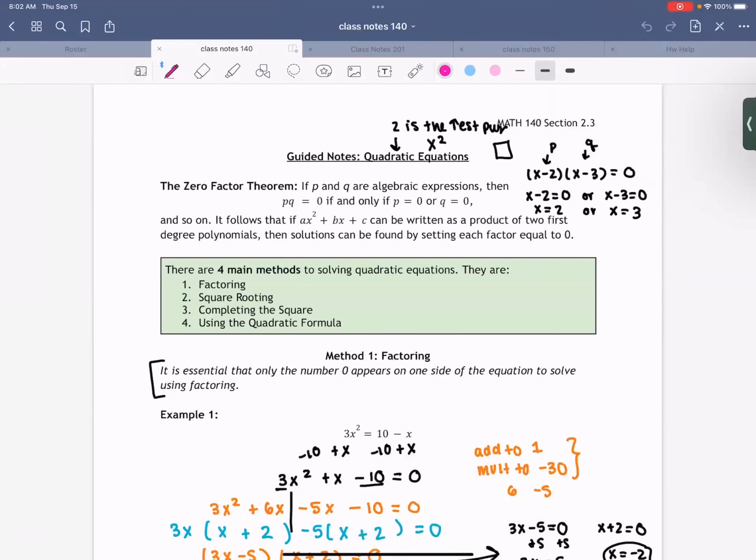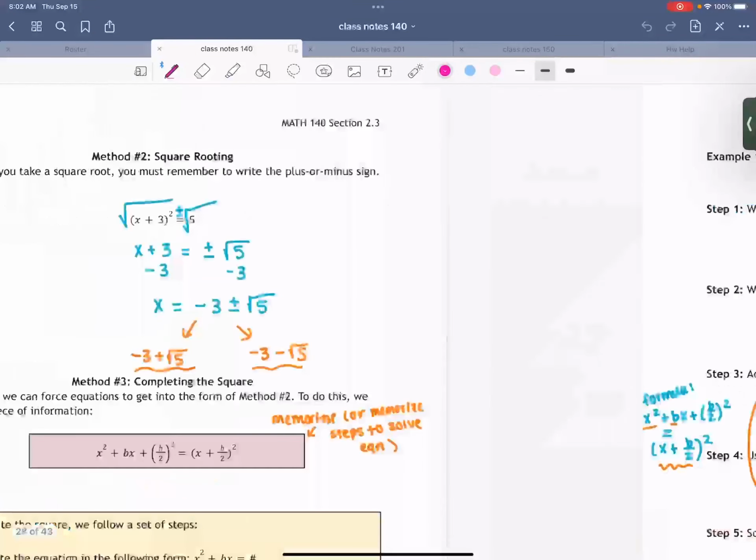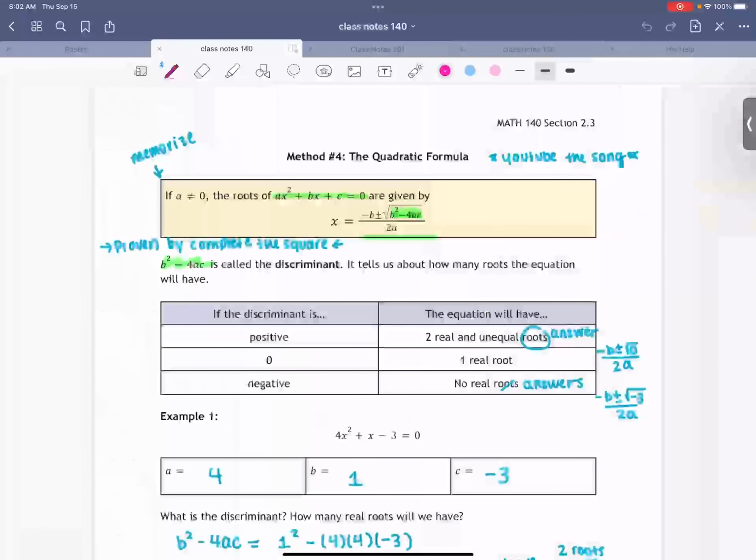We talked a lot about different methods to solve these equations. Factoring, completing the square, square rooting. We also talked about the quadratic formula, which is kind of where we left off. And remember, the quadratic formula is a formula you have to memorize. There's a nifty song if you want to use it to help you memorize as well.